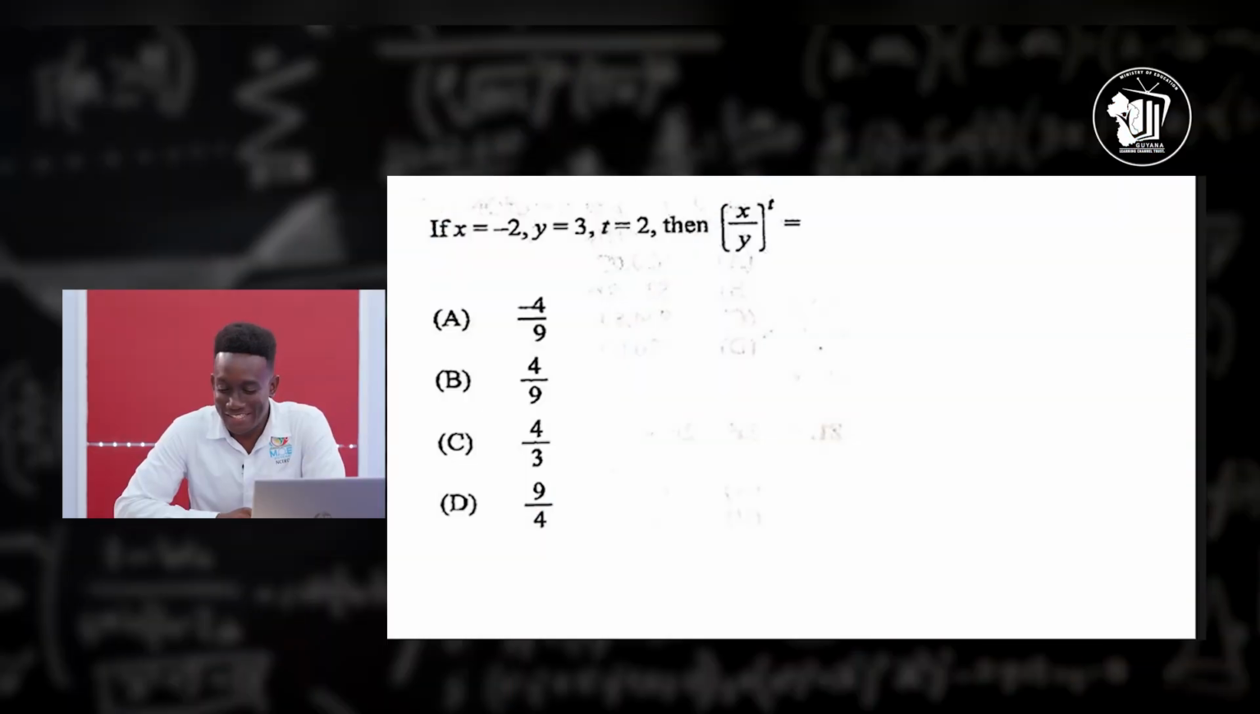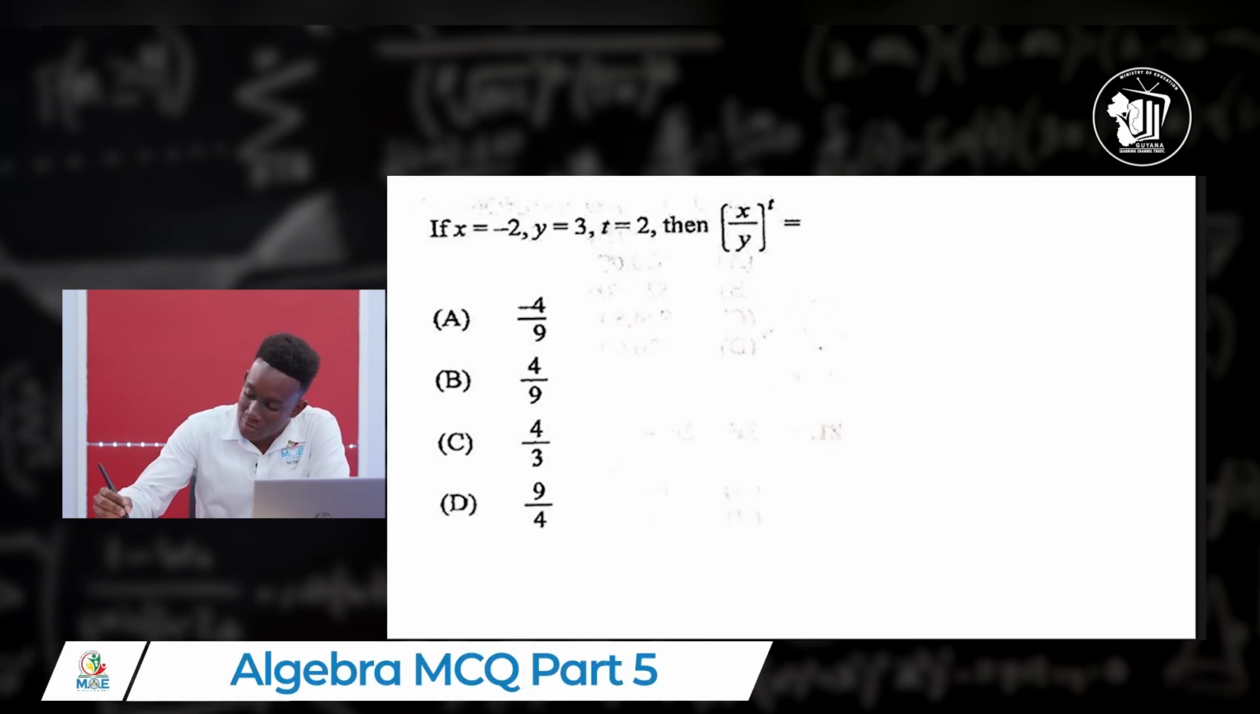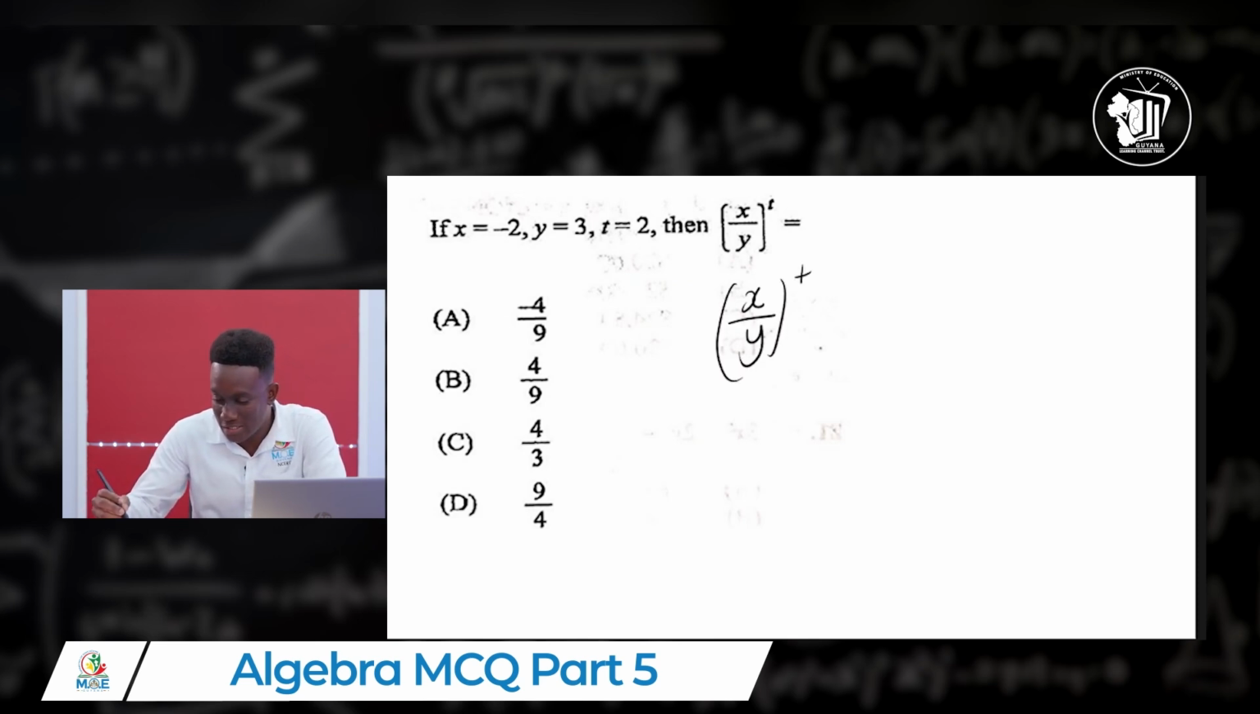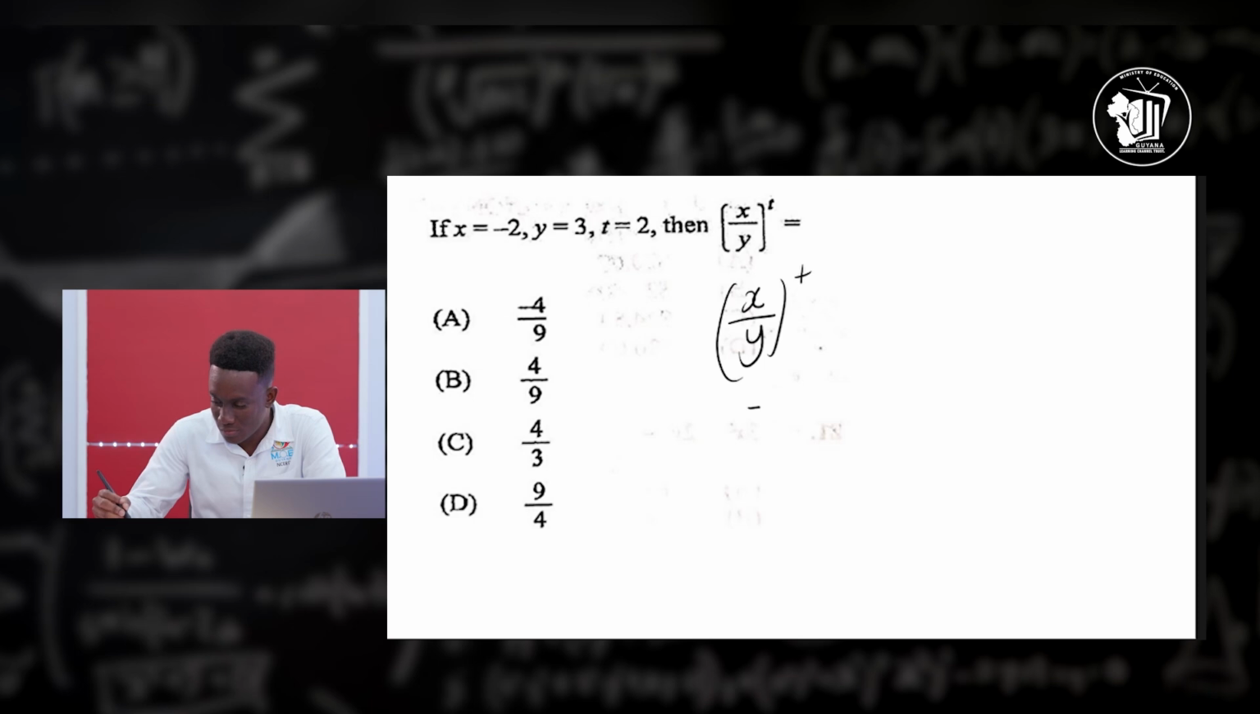So this question says, if x is equal to negative 2 and y is equal to 3 and t is equal to 2, then (x over y) all raised to t is equal to, so (x over y) all raised to the t power. So let's do some substitution. We know x is equal to negative 2, over y, which is equal to 3, all raised to the t power, which is 2.